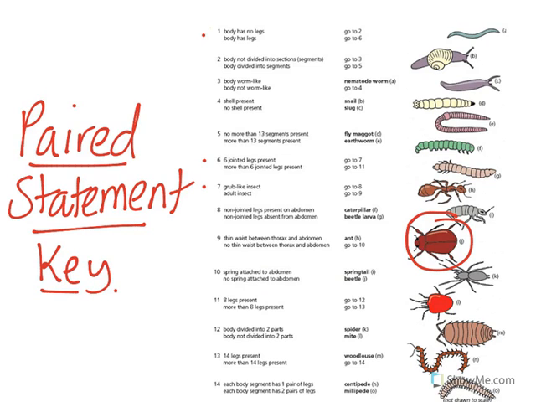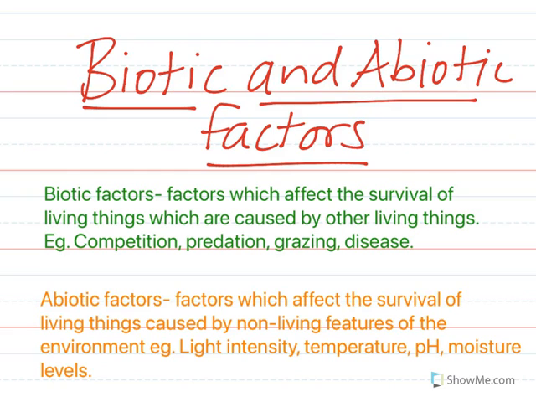Grub-like insect or an adult insect? So it's an adult insect at 9. Thin waist between the thorax and abdomen? No, it is not. No thin waist between the thorax and abdomen. Go to number 10. Spring attached to the abdomen? Nope. No spring attached to the abdomen. It is a beetle.